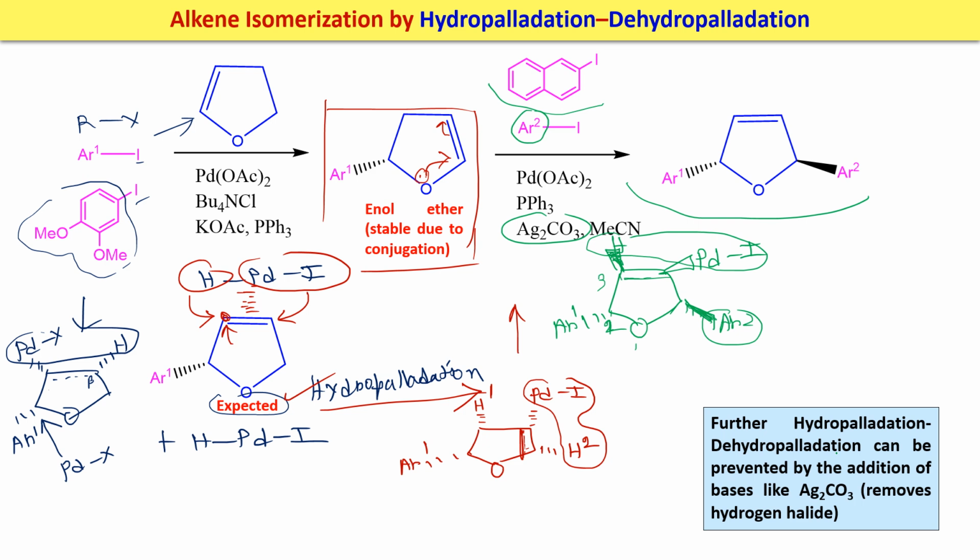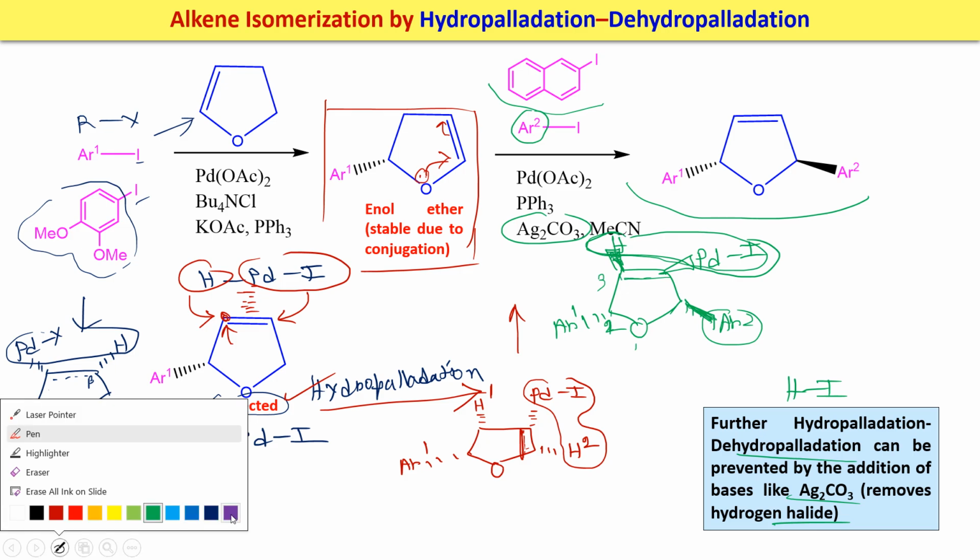So if we want to prevent this type of further hydropalladation or dehydropalladation, we can use this type of base which can remove the hydrogen halide very effectively. So in this case our hydrogen halide is HI and that will be removed. That means the HPdI that we are removing here, from this HPdI the HI will be removed. So that is why this HPdI is not present anymore and hydropalladation is not possible. And that is the reason this alkene isomerization will not happen further.